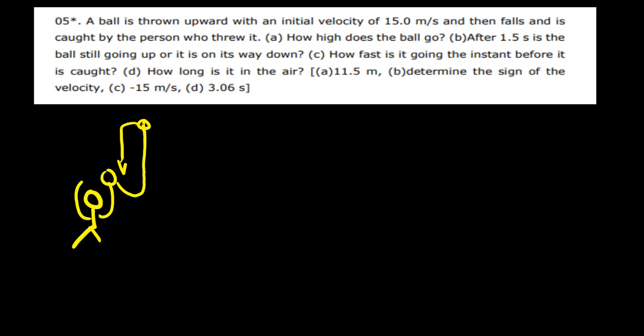Initial velocity, they're saying an initial velocity of 15 meters per second. They've already given us the acceleration due to gravity. We know that it's 9.8 meters per square second. Then how high does the ball go? So which formula are we going to use? We've been given 9.8. Have we been given the height? We're trying to find the height actually.